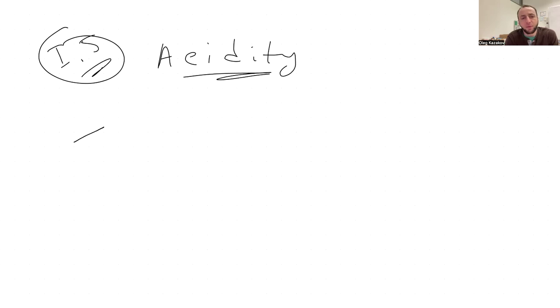So let's take a look at the first case, which is going to be acidity. Acidity makes a comeback in organic chemistry, just like it used to be in general chemistry. Let's take a carboxylic acid that we draw with a certain number of carbons, 1, 2, 3, 4, 5, 6. Six carbons. So now the carboxylic acid will be looking like this.